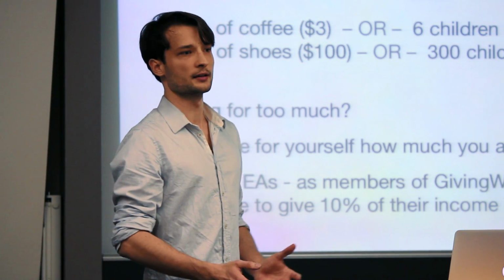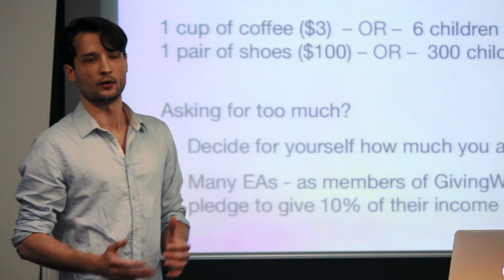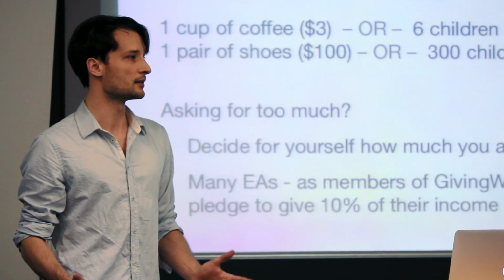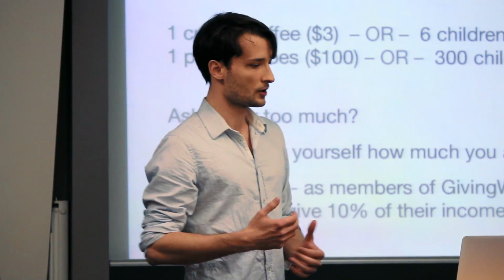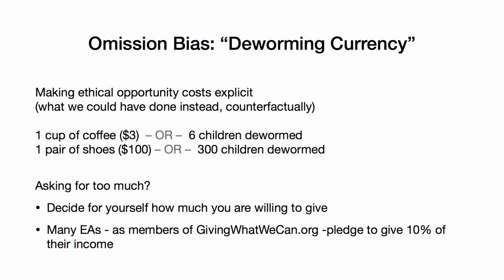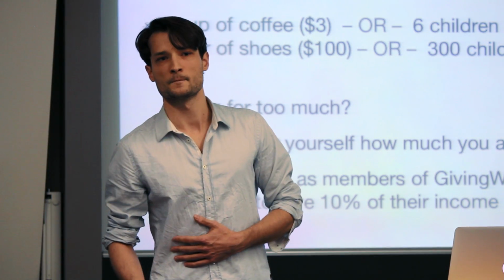And by realizing that we are part of the wealthiest generation that has ever existed on this planet, it helps me to make ethical opportunity costs more explicit by asking myself, what could I have done instead, counterfactually? For example, after this talk, I could go and buy a cup of coffee, or instead I could choose to donate these $3 to this organization. I could deworm 6 children.